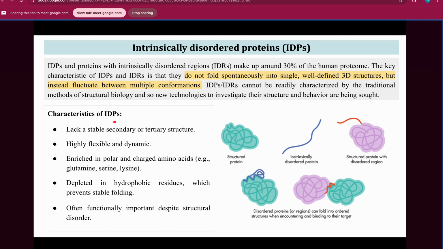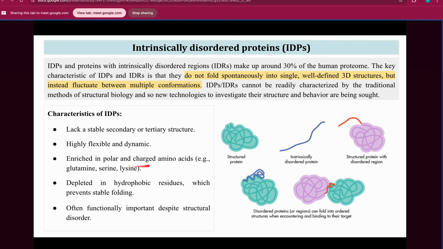So now we'll talk about the characteristics of these IDPs. So the first characteristic which we have discussed is that they lack a stable secondary or tertiary structure. That means they will not adopt a proper alpha helix or beta sheet. So they just fluctuate among various conformations. They are highly flexible and dynamic because they are not obtaining a constant structure.